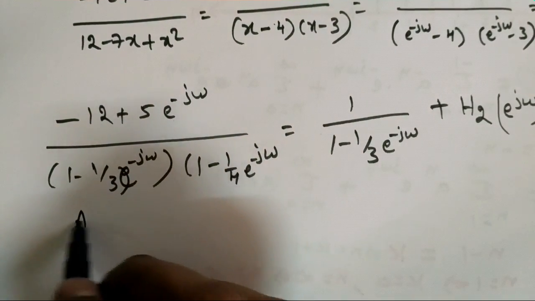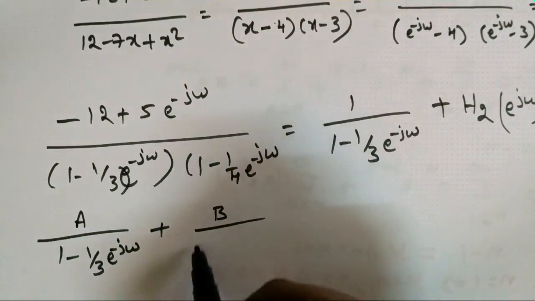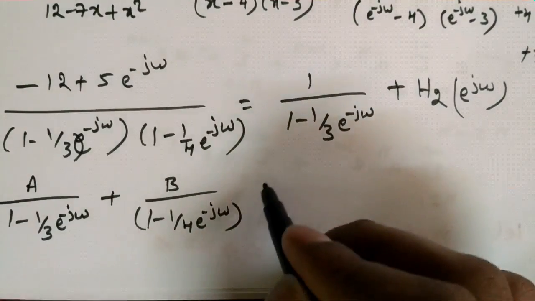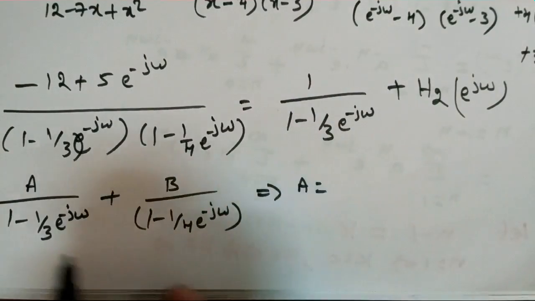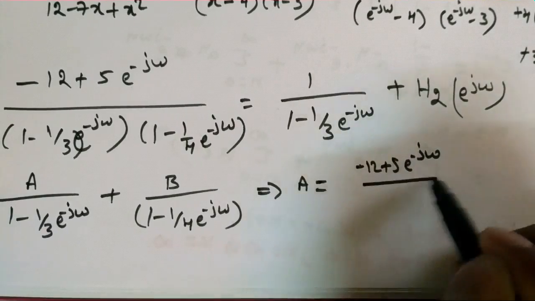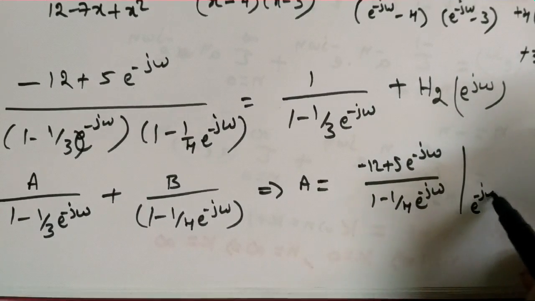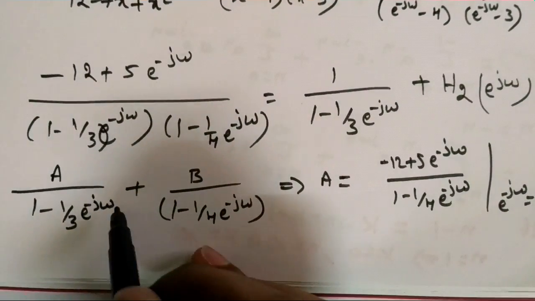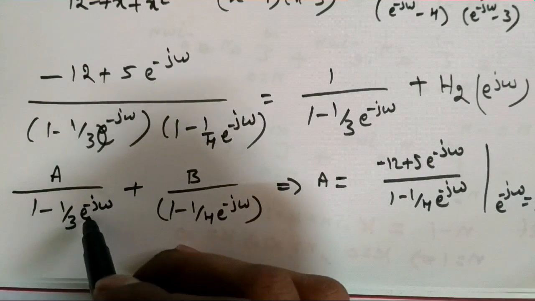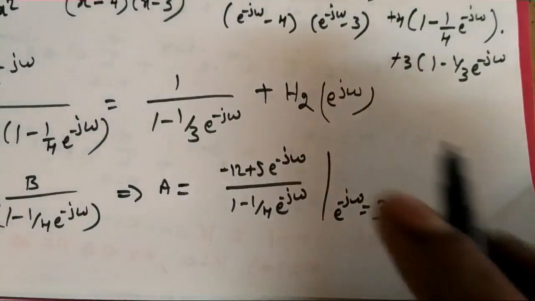So A by 1 minus 1 by 3 e power minus j omega plus B by 1 minus 1 by 4 e power minus j omega. So what is A? A is equal to minus 12 plus 5 e power minus j omega by 1 minus 1 by 4 e power minus j omega. Here we shall have to substitute e power minus j omega equal to 3, because we are finding A, in the denominator we are having 1 minus 1 by 3 e power minus j omega. So if I make it equal to 0, e power minus j omega equal to 3. What is the value we will get?